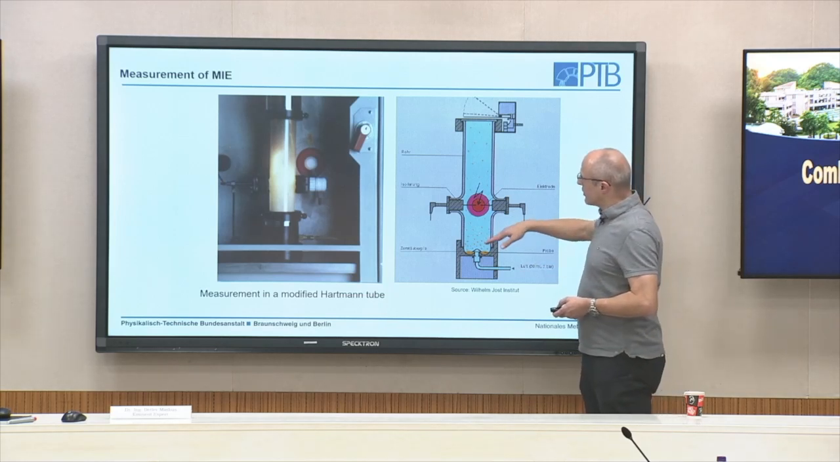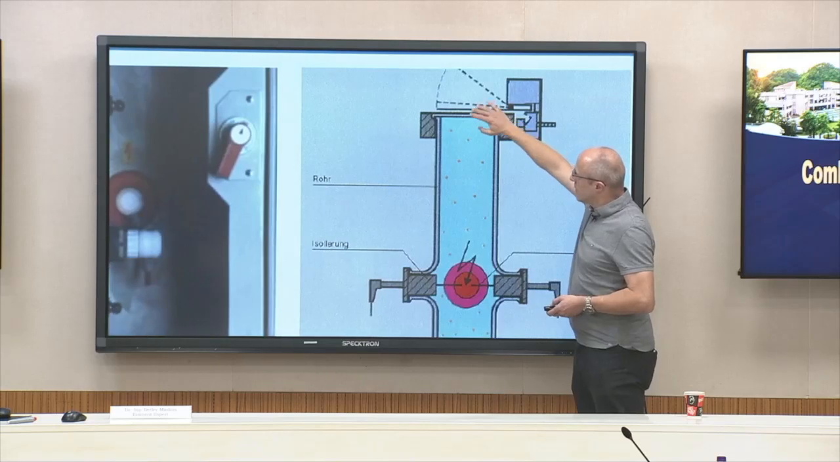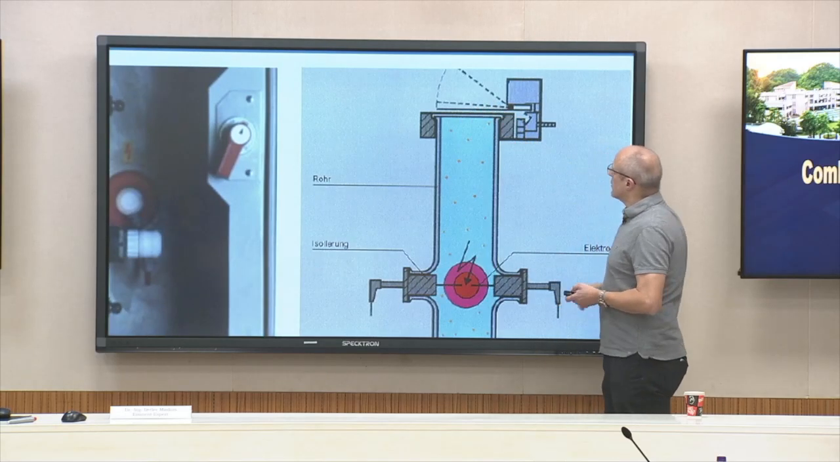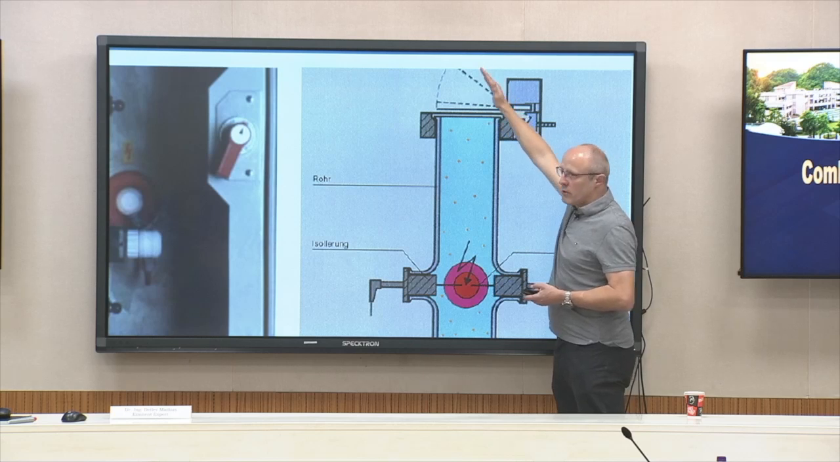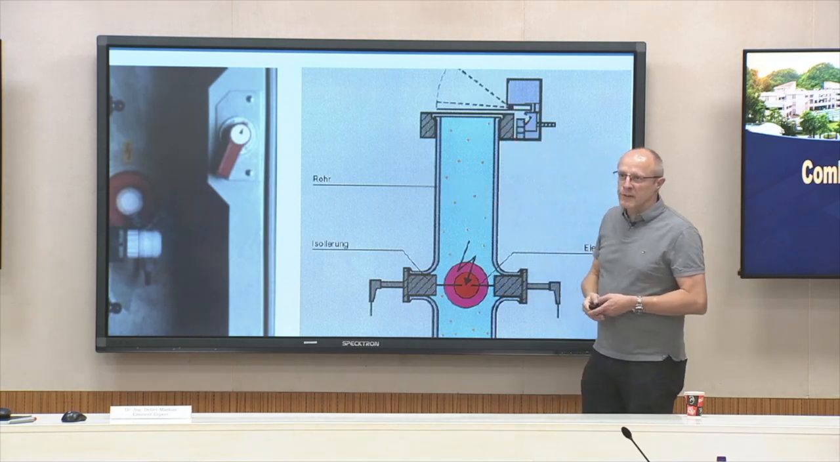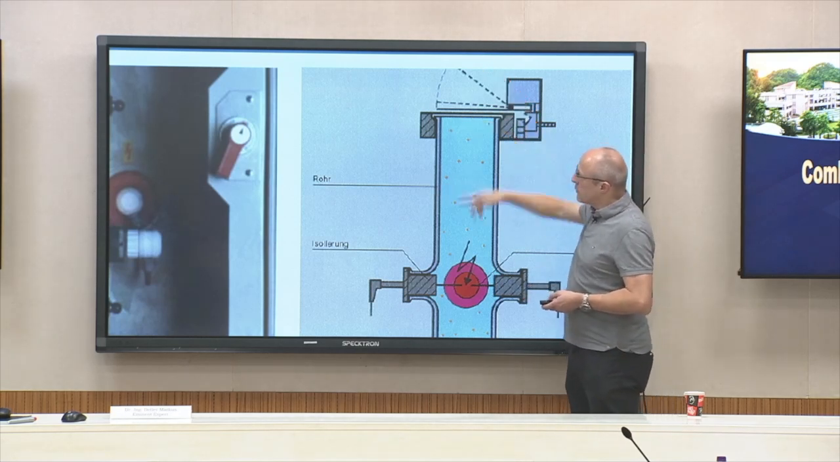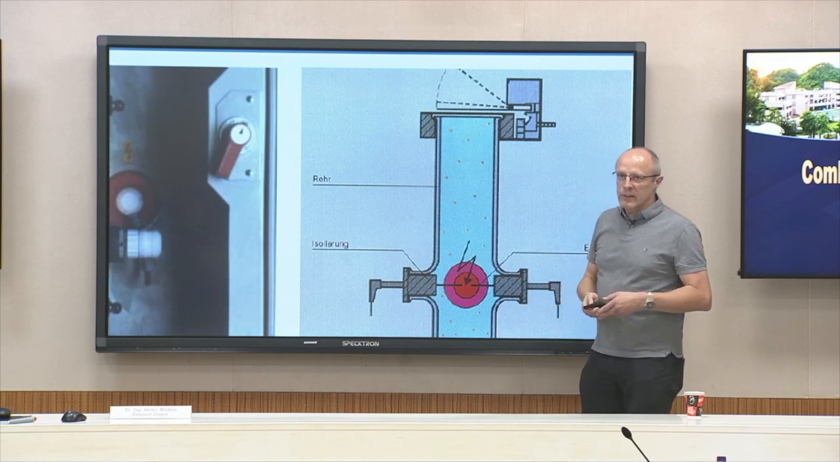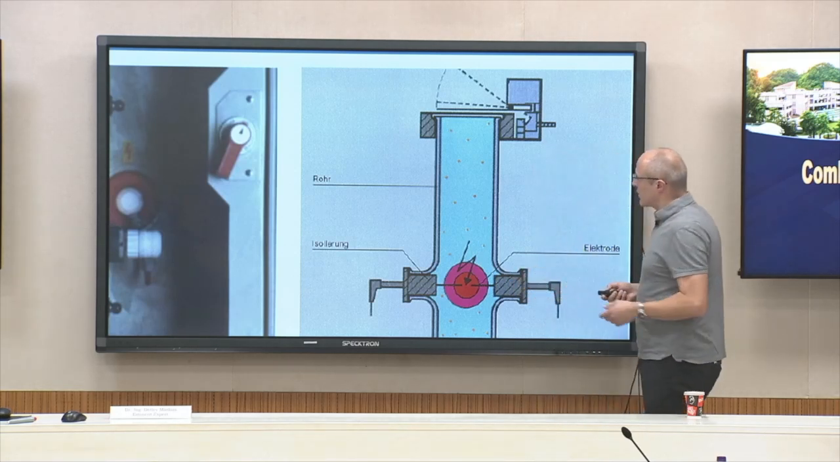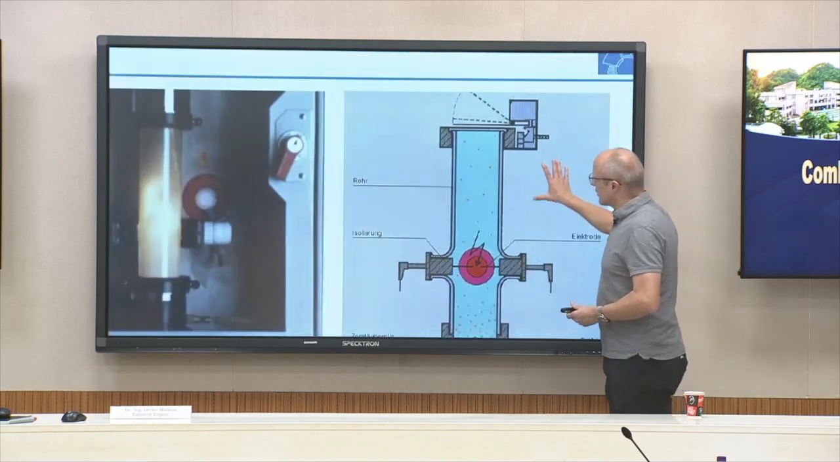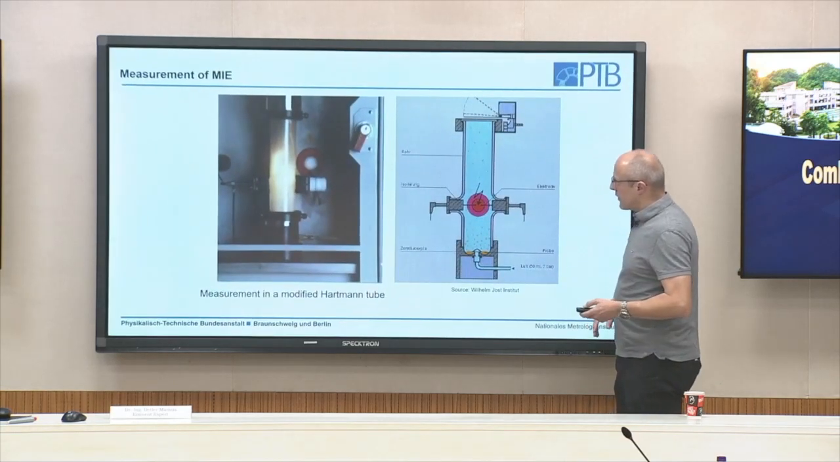If there is an ignition, it's not a closed vessel, so this will open, the pressure relieves, it will fall back, we can flush our test vessel and perform the next experiment. So we need a huge number of experiments, but this can be done quite fast.